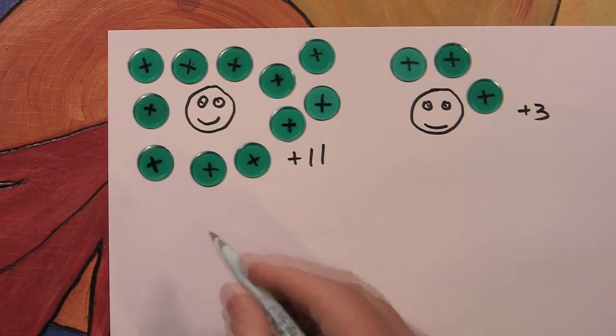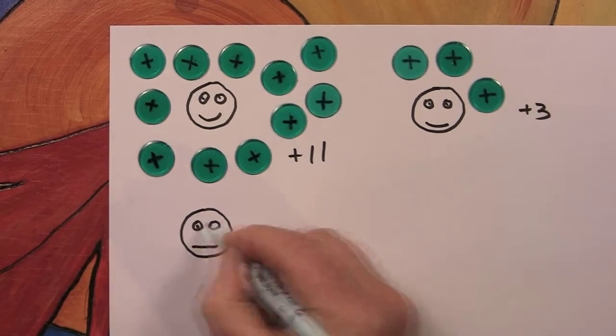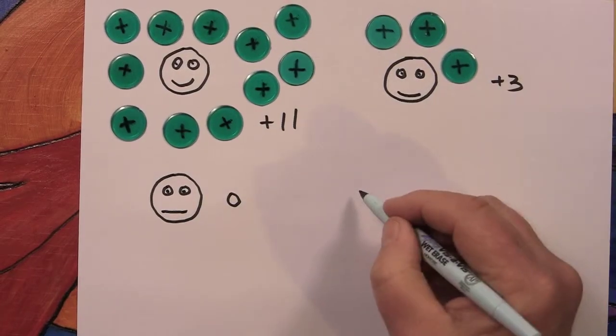Now, what do I think of as 0? Here's a 0 to me. Not particularly sad, not particularly happy, just kind of even. That's a 0 to me.